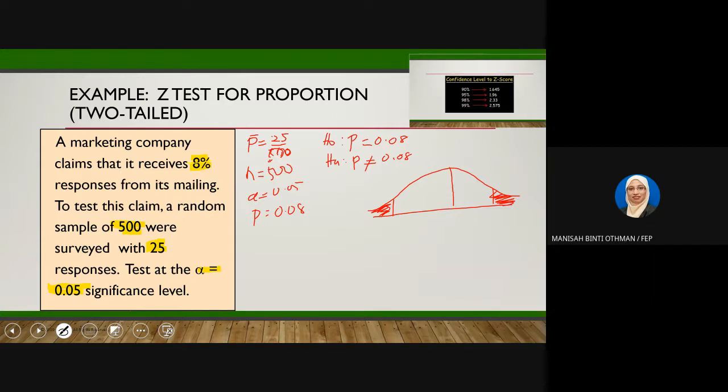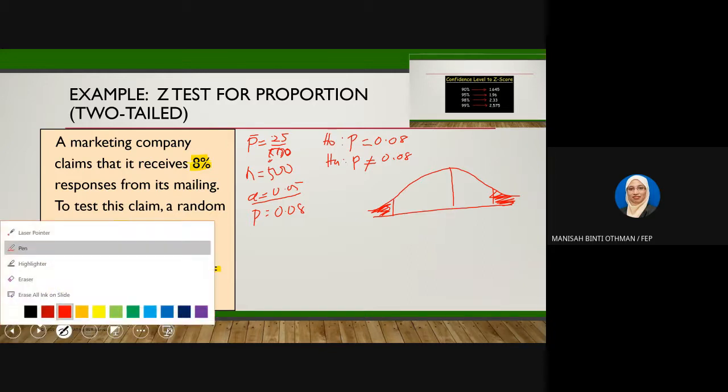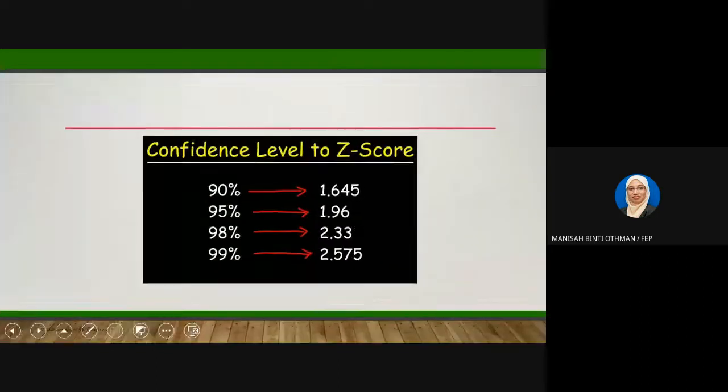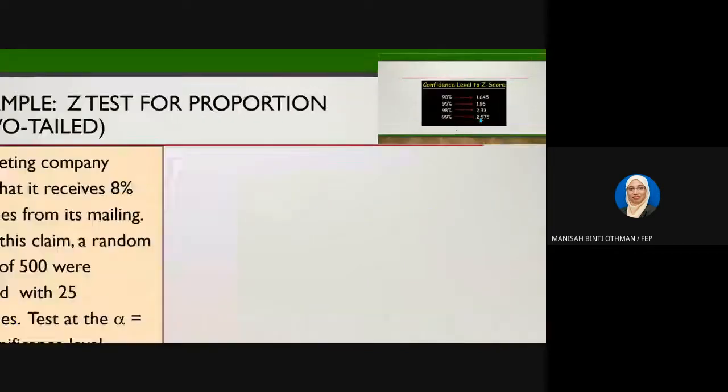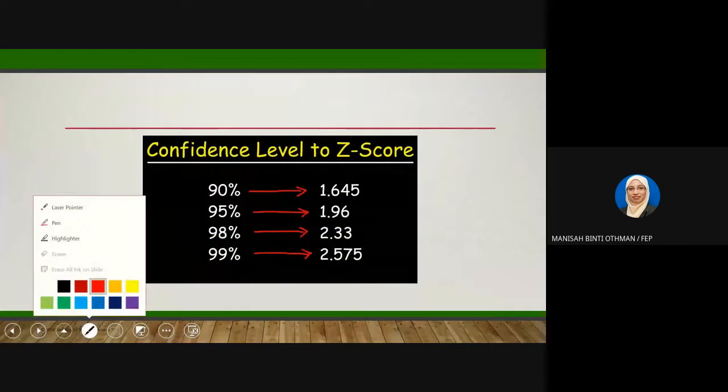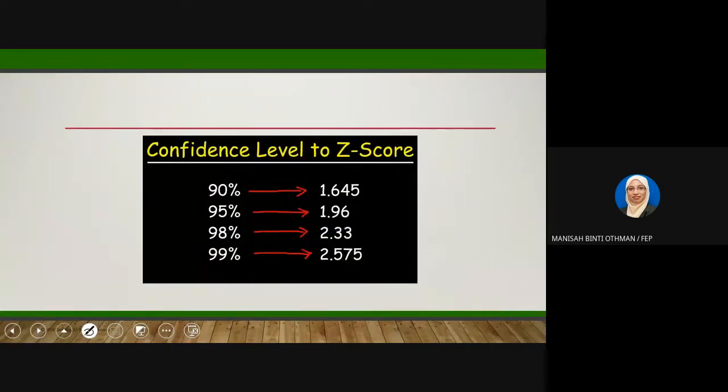Identify the critical area based on the alpha value, and alpha is 0.05. For the t distribution, it depends on the sample size, but the Z distribution is based only on the alpha value. Alpha 0.05 means that the confidence level is 95%, so the value is 1.96.